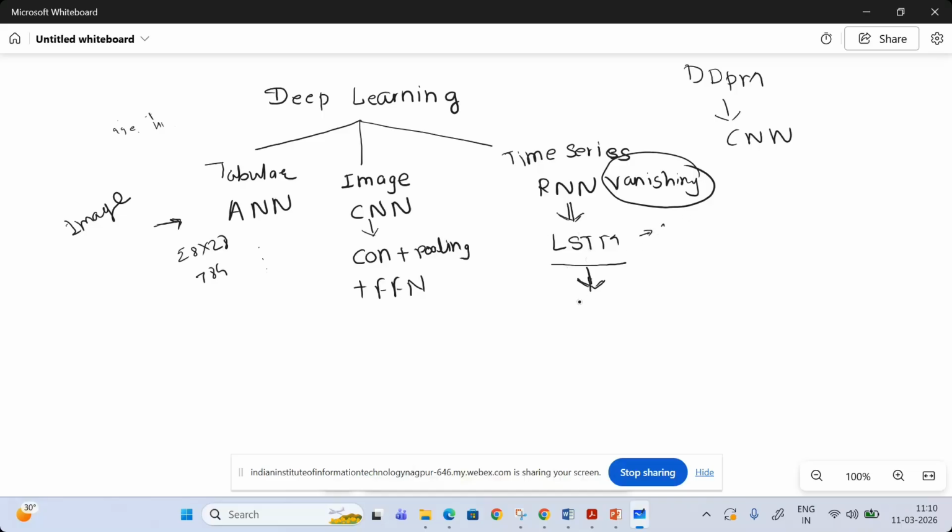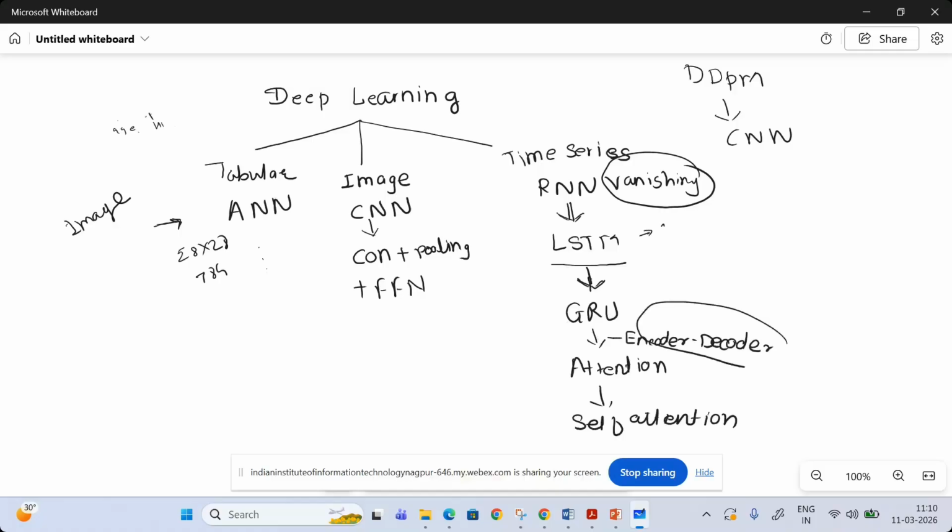To reduce those gates, people have come up with the GRU architecture. Then someone added an attention mechanism, only attention. Then people came up with self attention. That is the recent state of the art, self attention. Before this, you have the encoder and decoder architecture. Don't get confused between this encoder decoder architecture and autoencoder. Autoencoder is mainly used for image data.